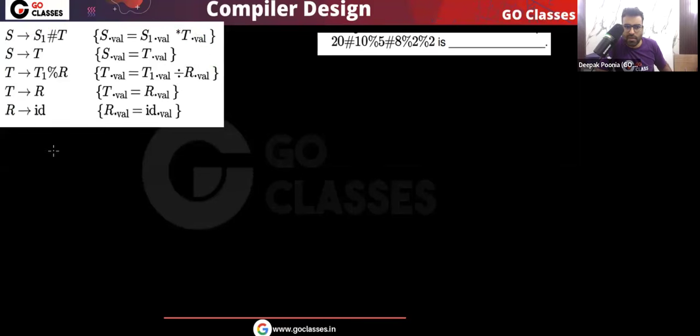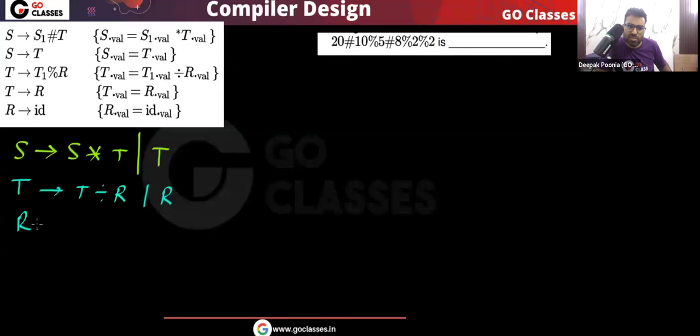By the analysis of this grammar, we have seen that this hash represents multiplication and this percentage represents division. And this grammar is basically the unambiguous expression grammar. You can see S going to S multiplication T or T. Then T going to T divided by R or R. And then R is going to ID. Something you notice here: higher level means lower precedence and lower level means higher precedence. So here this star, this multiplication has lower precedence and this division has higher precedence.